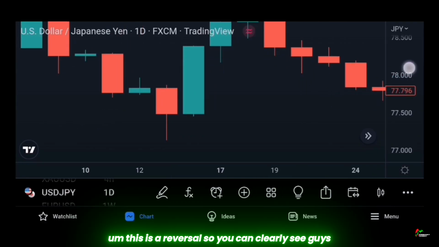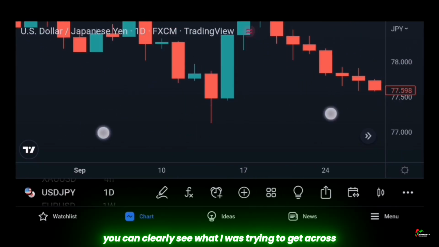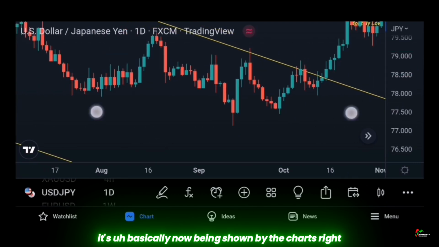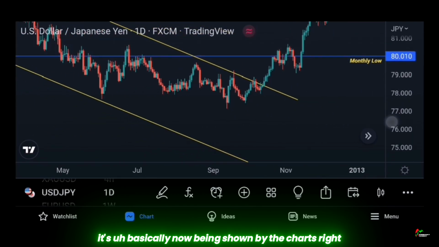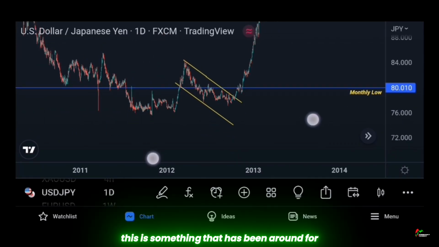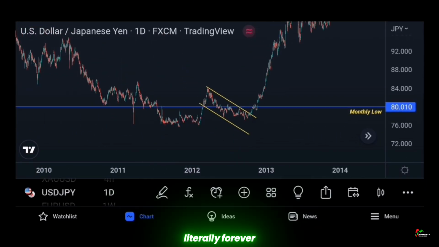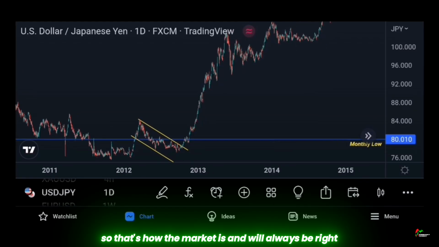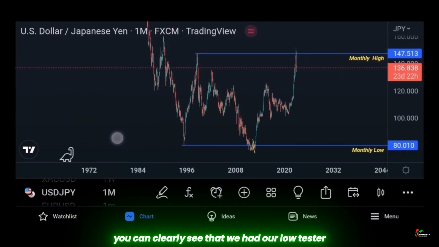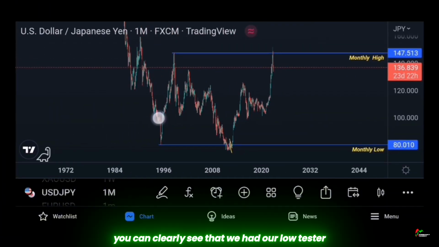So you can clearly see, guys, what I was trying to get across. It's now being shown by the charts, right? I'm not making this up, guys. This is something that has been around for literally forever. That's how the market is and will always be, right? So with this, we can clearly see that we had our low tested right there.